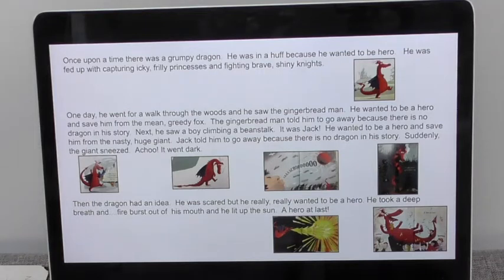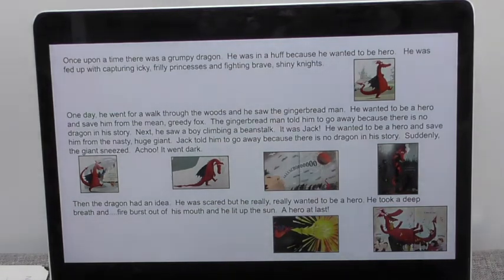Next, he saw a boy climbing a beanstalk. It was Jack. He wanted to be a hero and save him from the nasty, huge giant. Jack told him to go away because there is no dragon in his story. Suddenly, the giant sneezed. Achoo! It went dark. Then the dragon had an idea. He was scared, but he really, really wanted to be a hero. He took a deep breath and fire burst out of his mouth and he lit up the sun. A hero at last.